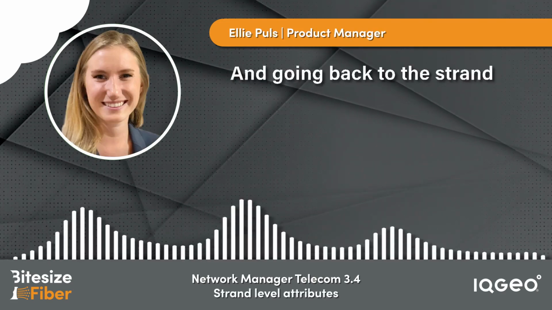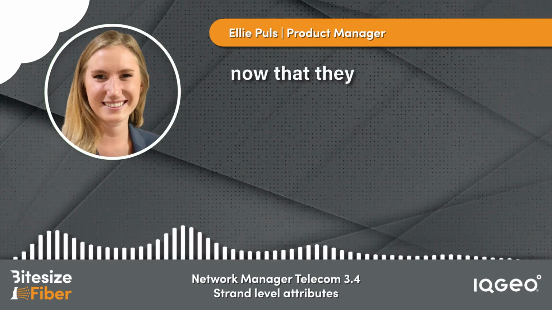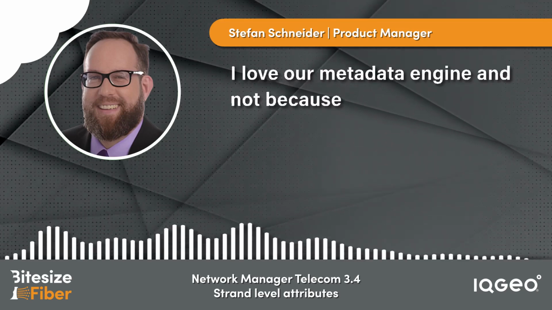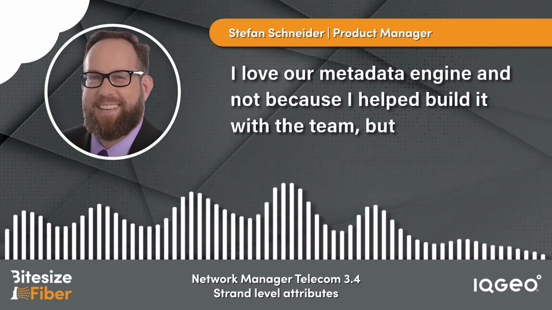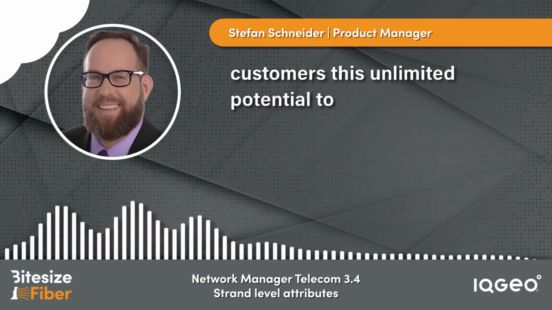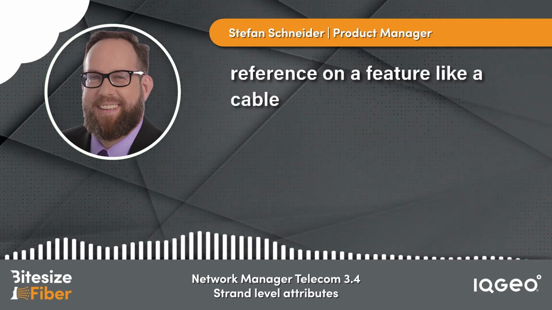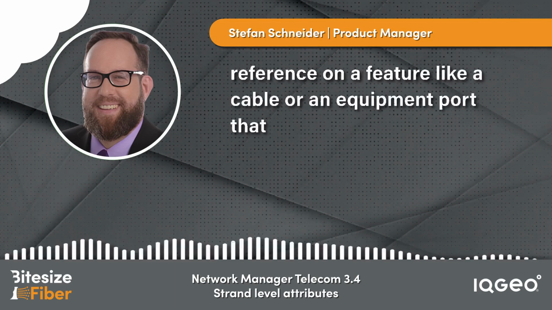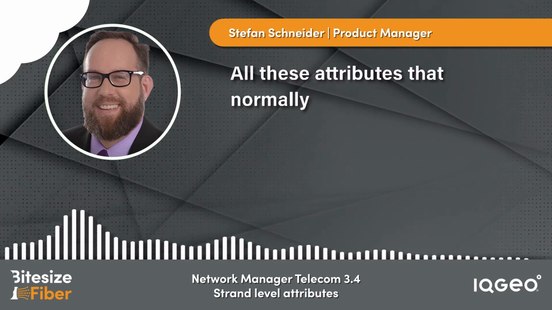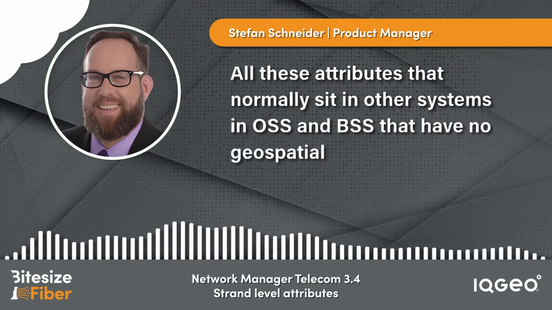And going back to the strand level attributes, what kinds of new things can customers do now that they couldn't do before? I love our metadata engine, and not because I helped build it with the team, but it gives customers this unlimited potential to reference in a geospatial context. So reference on a feature like a cable or an equipment port that has location and it's geospatially referenced. All these attributes that normally sit in other systems in OSS and BSS that have no geospatial reference.